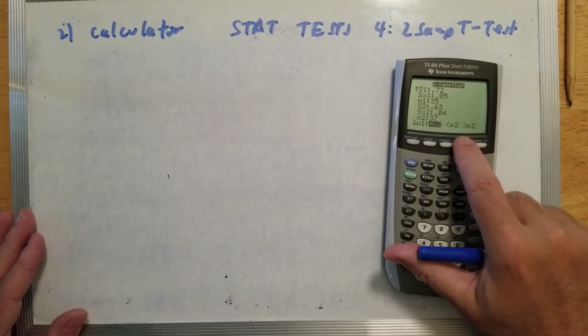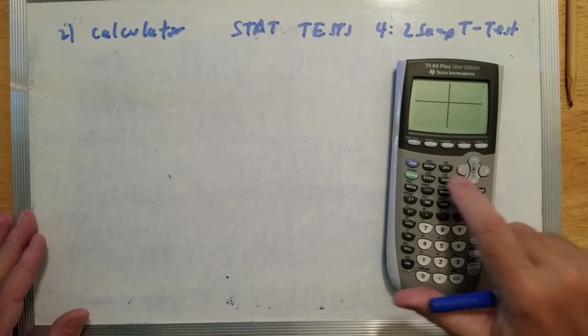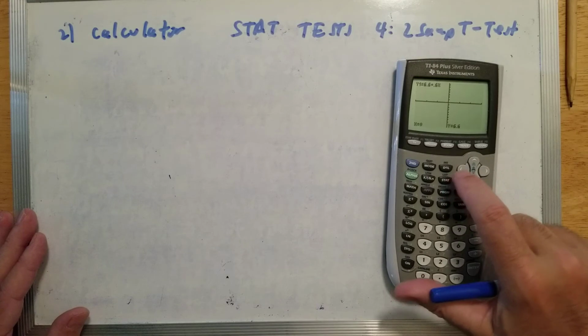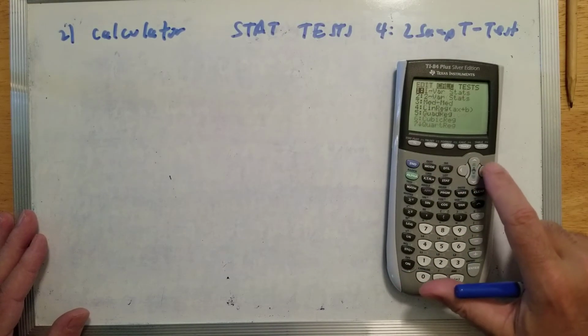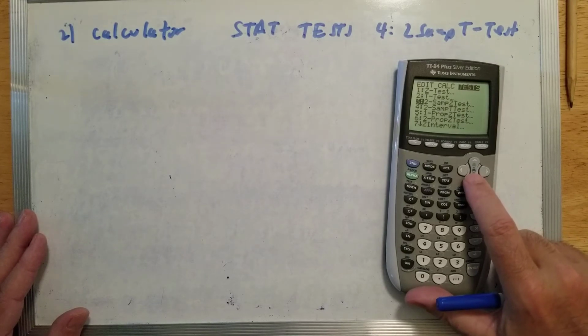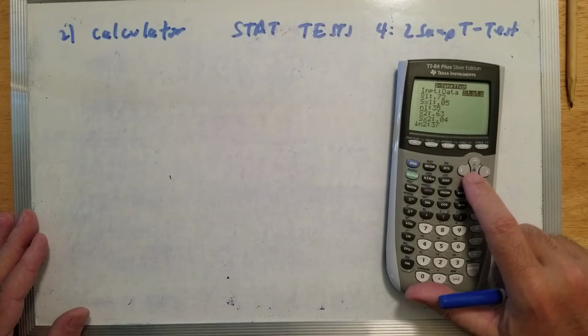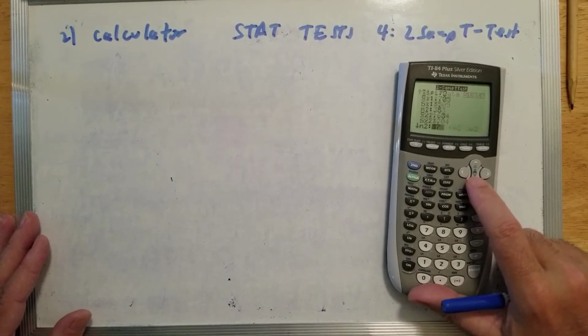We want to match the form. Whoops, wrong button. Sorry. Stat, I don't know what happened. Stat, tests, 2-SampTTest. Go back. Okay, there we are. n2 was 37.